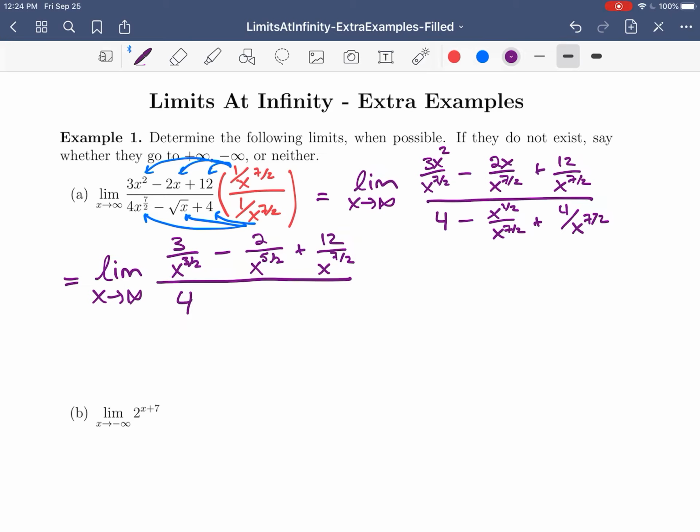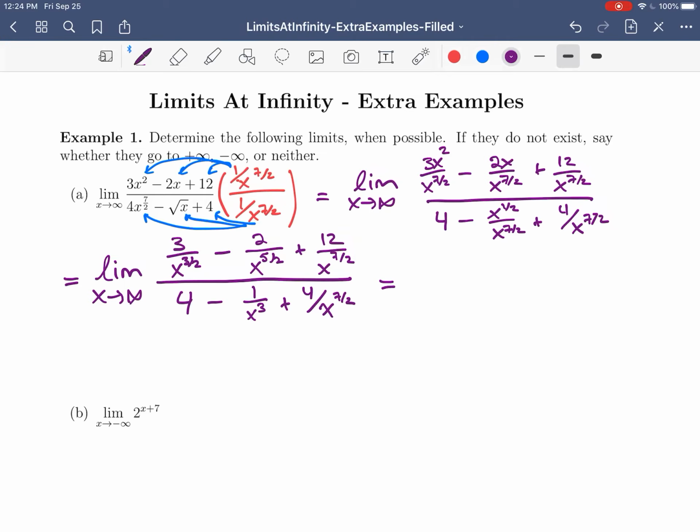On the bottom we still have the 4. The x to the 1/2 is going to cancel, and I'm going to get x cubed, because 7 over 2 minus 1 over 2 is 6 over 2, which is 3. And now the limit laws let me put the limits through.